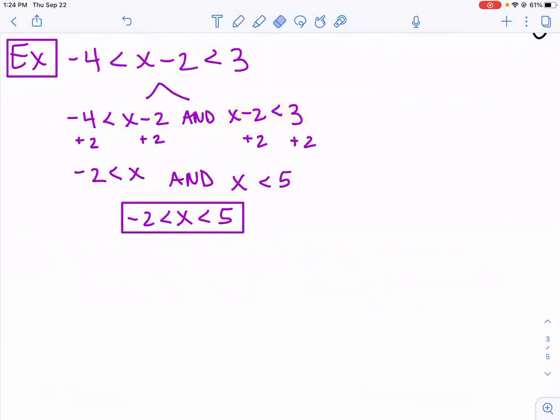So if you want to add the same thing to all three sides, sure, you go for it. Okay, but since we've worked with inequalities with just like one inequality sign, some of us are going to need to break it up just to see what to do. Okay.